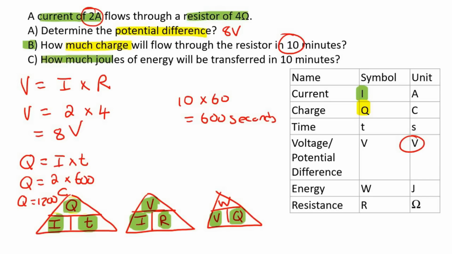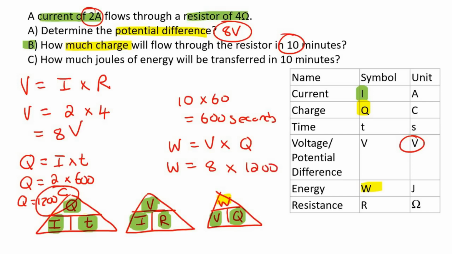And now they say how much joules of energy will be transferred. So now they want the joules of energy. So energy is a W. So we would use this triangle now. And so W, because it's at the top, you're going to say V multiplied by Q. And so W is going to be the voltage, which we got earlier as 8. And the charge, which we've just calculated as 1,200. And so if you had to go and calculate this, you end up with 9,600. And then the units for energy is joules.